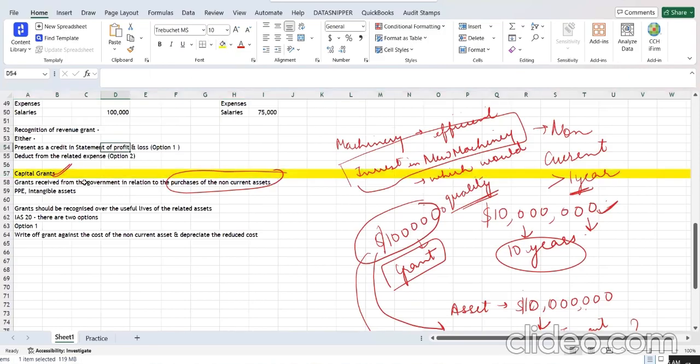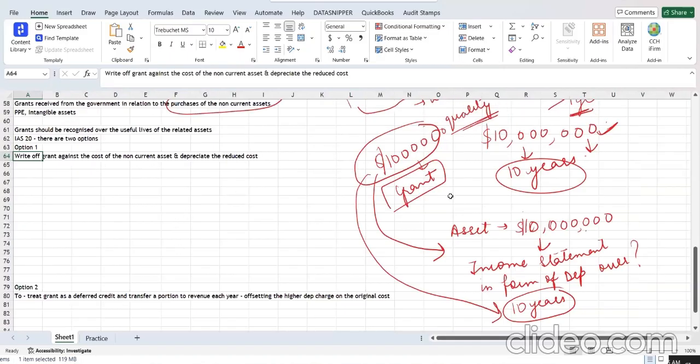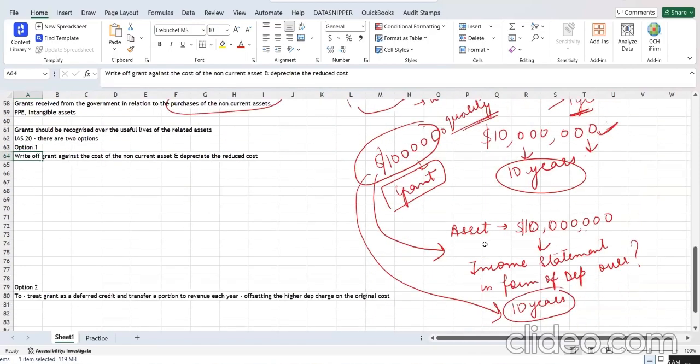In the capital grants, we were discussing that capital grants are given if you invest in any non-current assets. So there are two options. One is to write off the grant income against the non-current asset. In the example I was discussing, I purchased an asset for $10 million and I'm receiving a grant of $1 million from the government. So option one says to write off the grant against the cost of the asset.